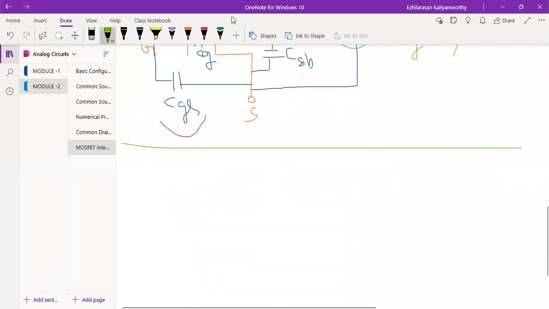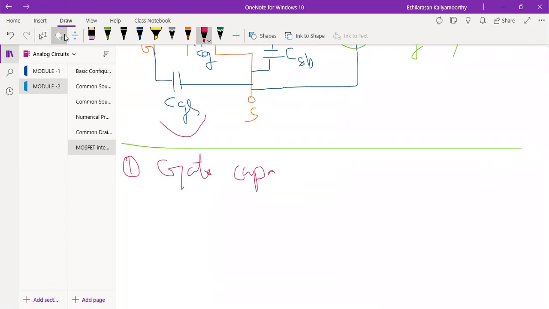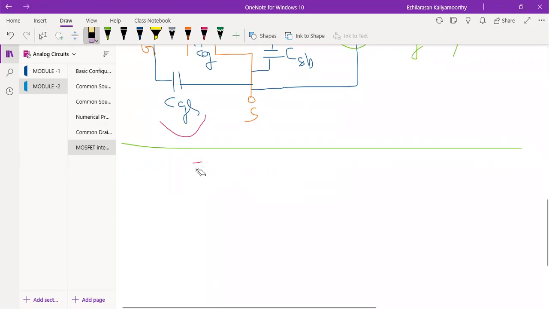So let us go for the first. The first one is nothing but the gate capacitance effect. That is first. So now let us study in detail about the gate capacitance.